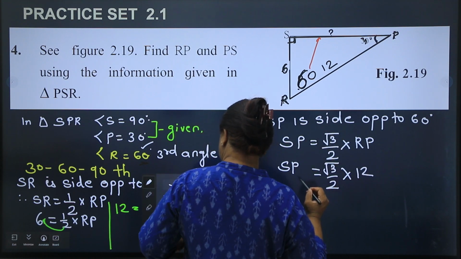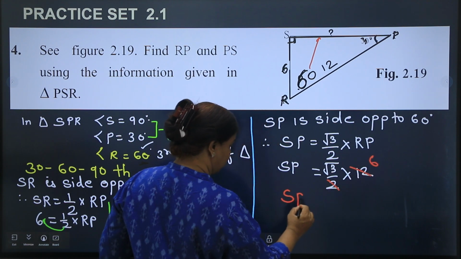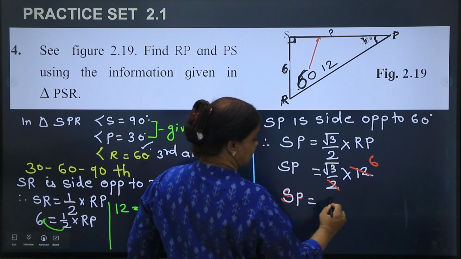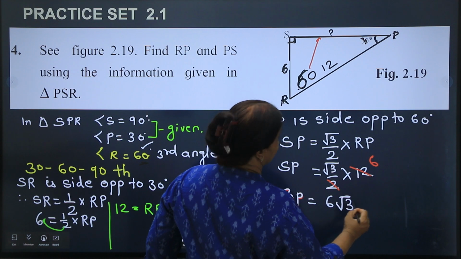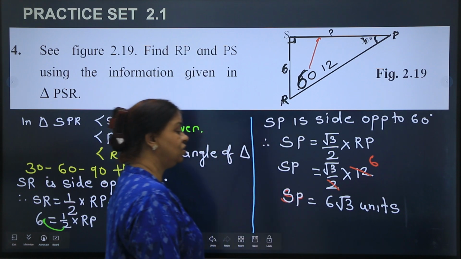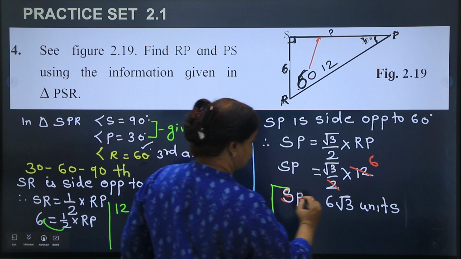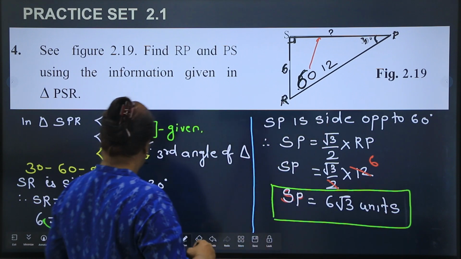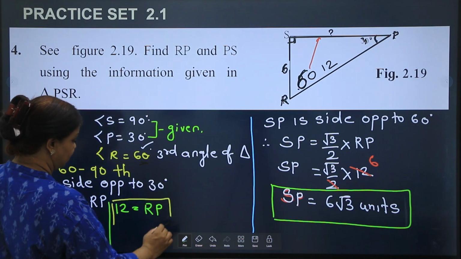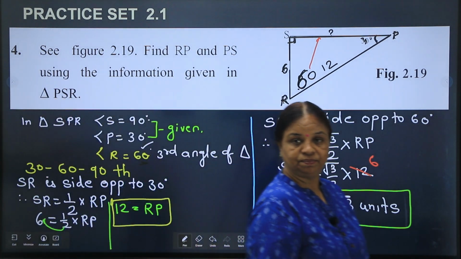So we can cancel it. 2 ones are 2, 6 are 6. So how much did we get for SP? We got SP as 6 root 3 units, children, because centimeter and meter are not mentioned, therefore it will be known as units. Same as here, RP will be 12. You can pause the video, children, and solve the sum.